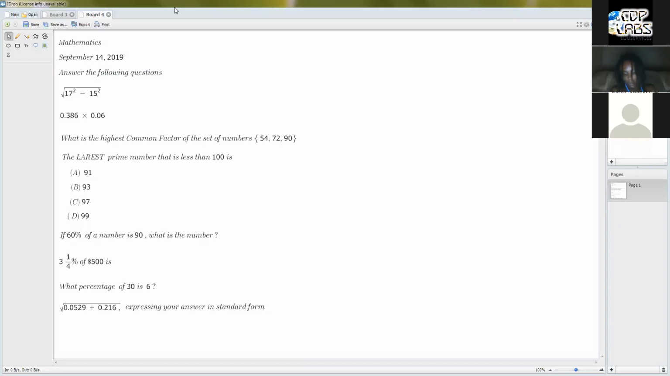The square root of 17 square minus 15 square. Okay, well done. So everybody must make note of the fact that she recognized the symbol, she read the symbol, because you must recognize the symbol there. Good. All right. My question now to the class.